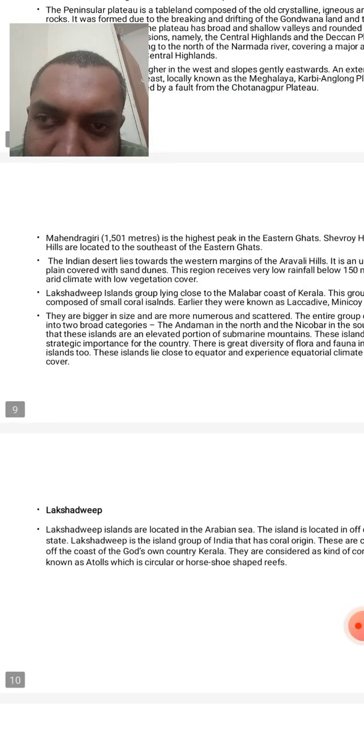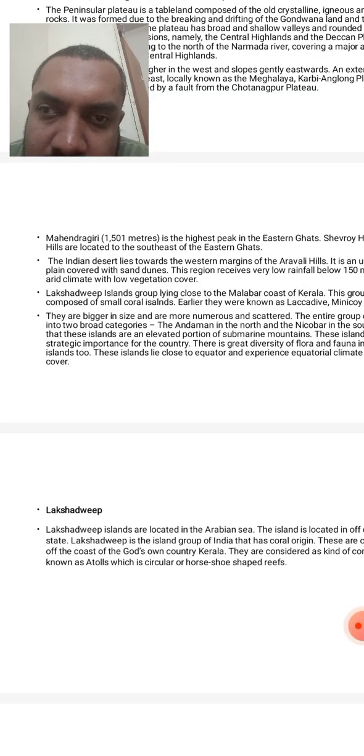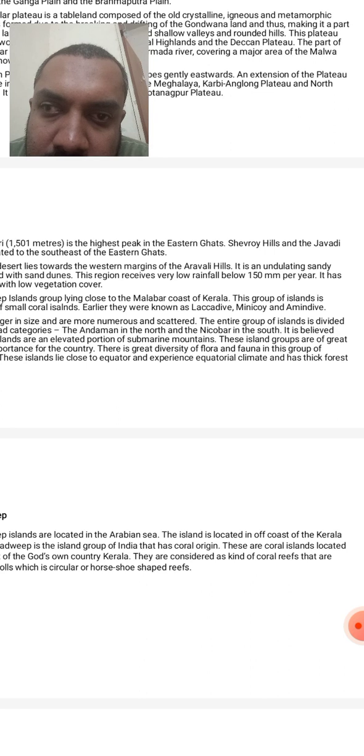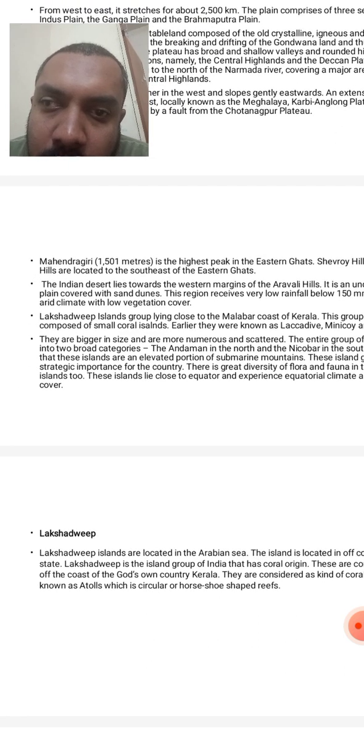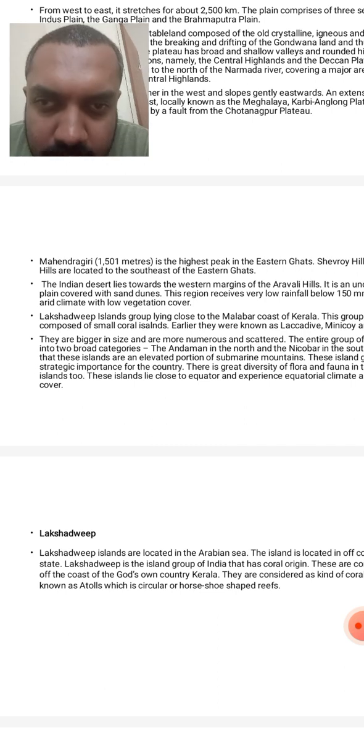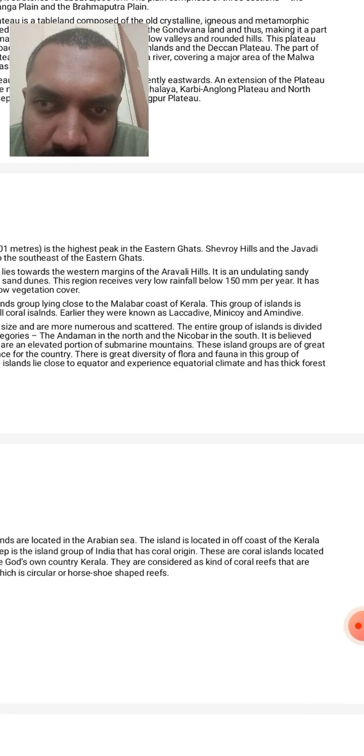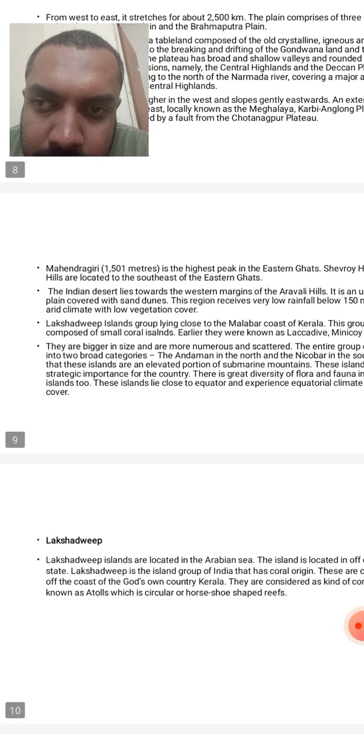Mahendragiri is the highest peak in the Eastern Ghats, and Chevroy Hills and Javadi Hills are located to the southeast of the Eastern Ghats. The Indian desert lies towards the western margins of the Aravalli Hills, and it is an undulating sandy plain covered with sand dunes. The Lakshadweep Islands group lies close to the Malabar coast of Kerala.